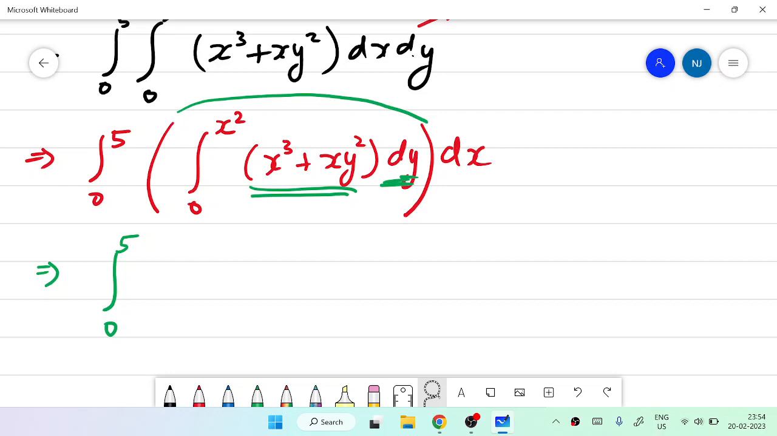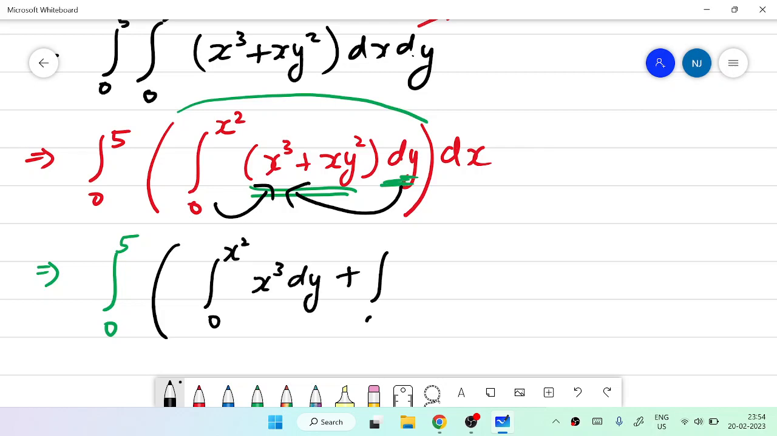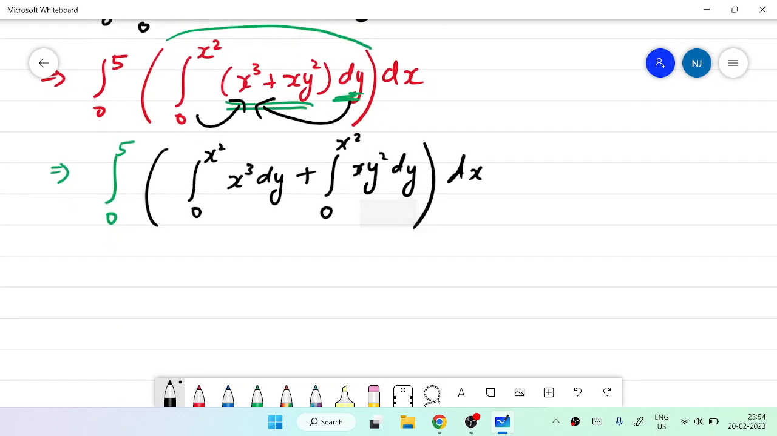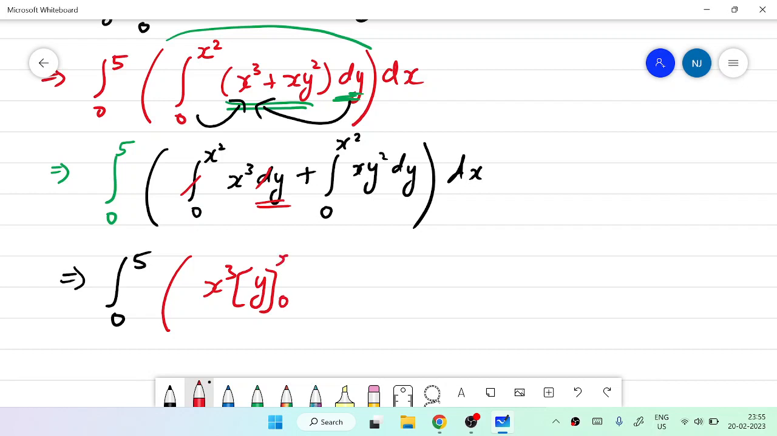I'm going to bring this integration symbol as well as this d symbol inside. So we are having a big bracket: the integral from 0 to x square of x cube dy, plus the integral from 0 to x square of xy square dy, all into dx. Understood? Then we have to integrate it, right? So I take the integral over 0 to 5. Here I'm having a dy term, so I have to integrate it with respect to y. Keep this x cube as common. If you integrate dy, the integration and d get cancelled, so it will be y from 0 to x square.